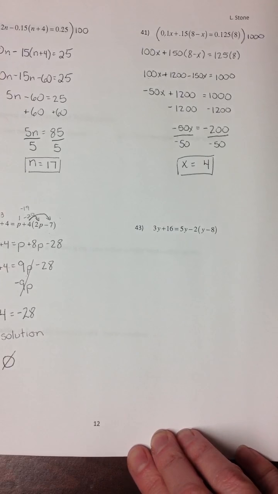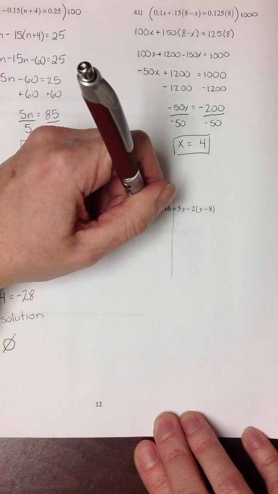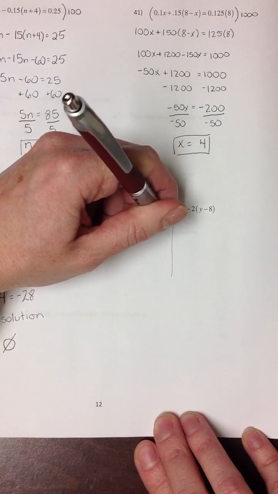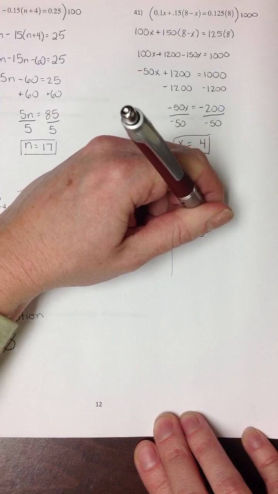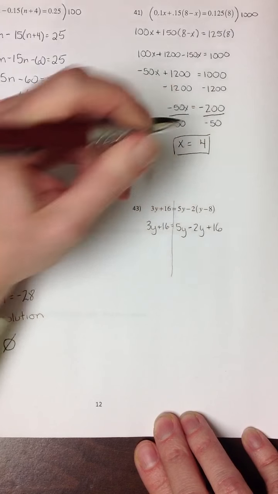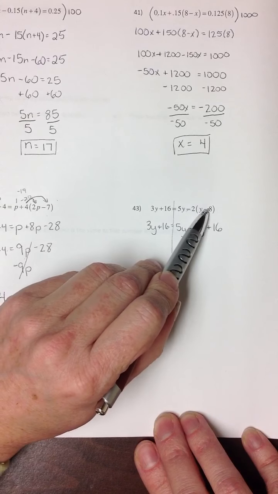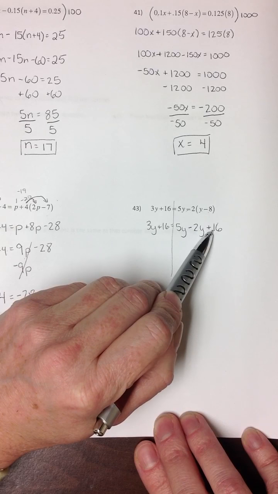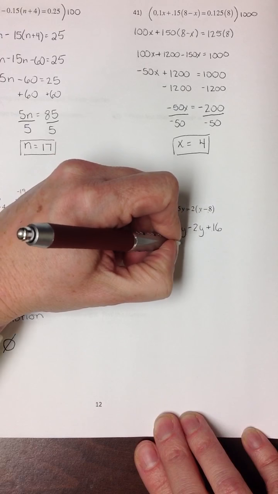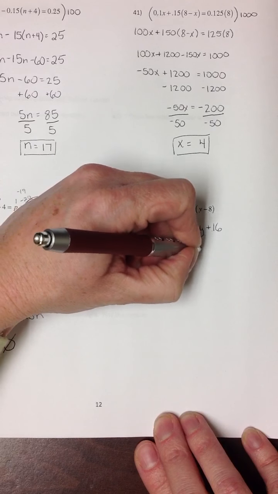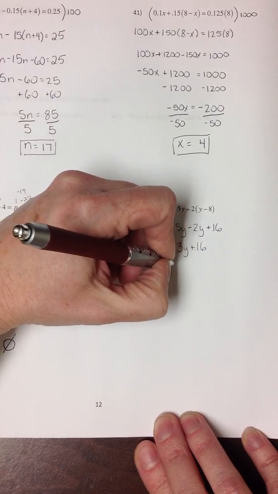Let's look at an example that has all real numbers as its solution. So we start solving this the same way we've solved all of our other problems, using the distributive property to distribute that minus 2 onto the y. Remember, minus 2 times minus 8 is going to give us a positive 16. Then we're going to combine our like terms. 5y minus 2y is a 3y plus 16. We also have 3y plus 16 on the left.